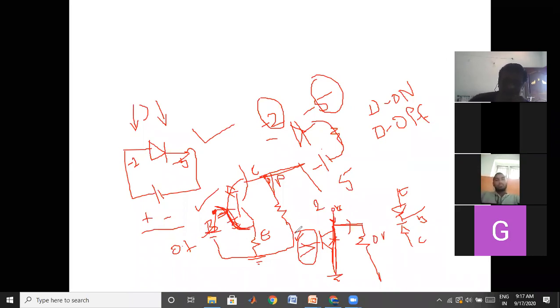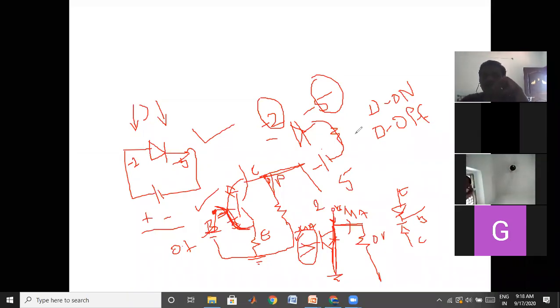This is the ideal case. In the practical case there is a certain limit, because it is a diode. The voltage should be greater than the cut-in voltage. That means you have to apply the VBB voltage greater than 0.7. Generally the base current will be in microamperes, and the collector current and emitter current will be in milliamperes. These two points you have to remember.